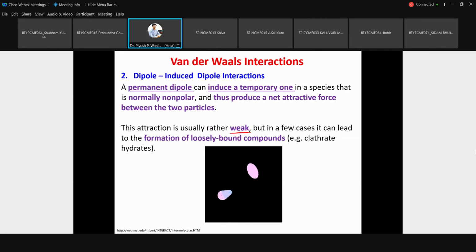Next semester, we'll talk about our course on energy and environment. There we will be talking about some of these structures called clathrate hydrates. Does anybody have any idea about what these structures are? Clathrate hydrate.